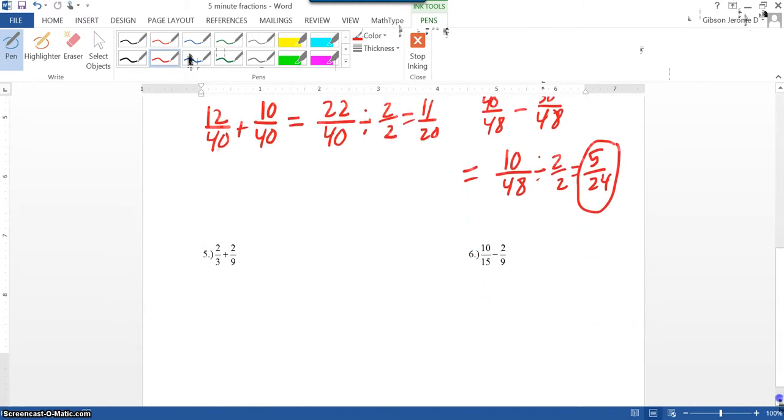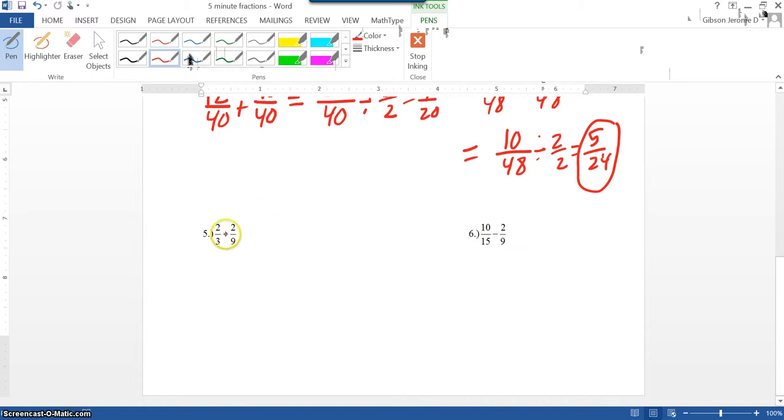Now let's scroll down here to the last 2 problems. Now again, we multiply our denominators. We take 3 times 9, which is 27. So we know our new denominator is 27.